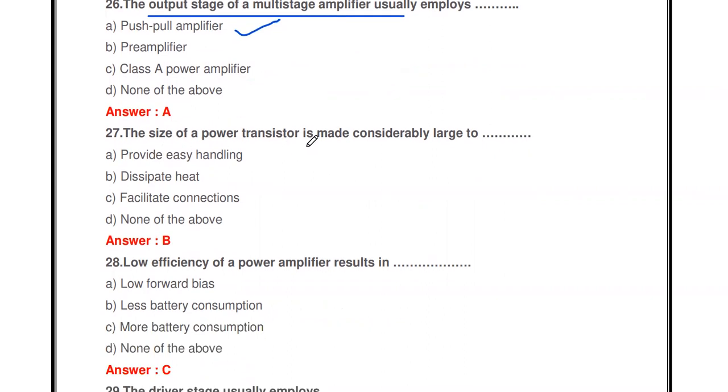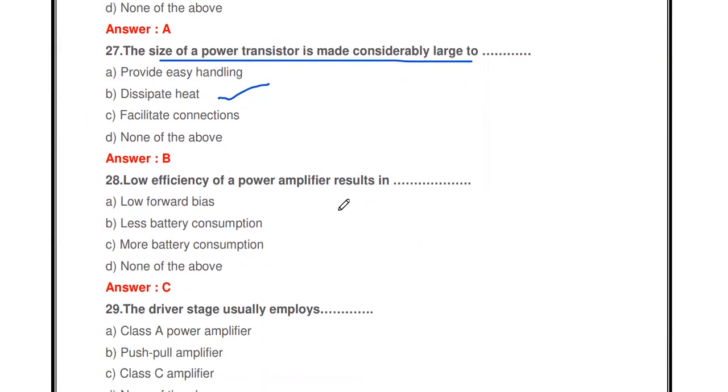The size of the power transistor is made considerably large to dash. The size of a power transistor is usually considerably large in order to dissipate the heat. The power transistor is usually large when compared to a small signal transistor. Why? In order to dissipate the heat, since the power transistor is usually provided with a heat sink.